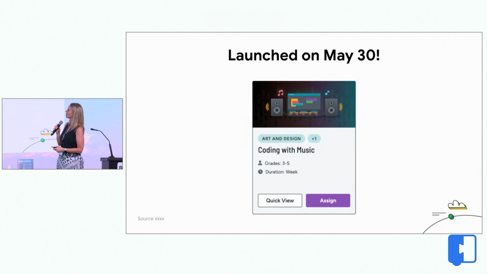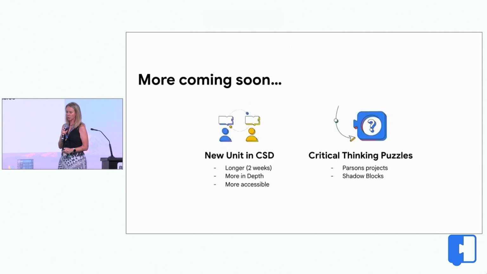It is launched, so it's in our curriculum catalog. This is specifically for grades 3 through 5. There is some curriculum coming up that's going to be placed into the CSD for middle school students. It's a little bit longer and more in depth. It uses more of our accessibility features, which are still being developed.